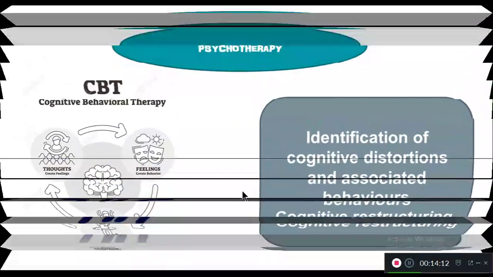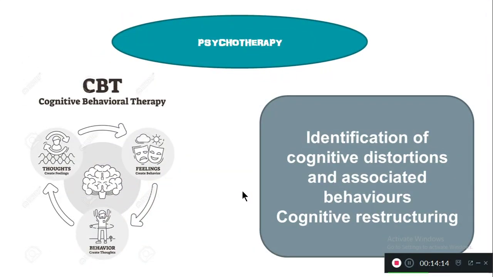Now the next therapy is cognitive behavior therapy. We have discussed cognitive behavior therapy techniques, and the main goal of cognitive behavior therapy is identification of the cognitive distortions and associated behaviors, and cognitive restructuring. The negative thinking which comes in the mind has to be eliminated, and patients should be taught to develop positive thinking. Various cognitive restructuring techniques are used that we have studied in cognitive behavior therapy. Those things are applied in this patient with severe depression.